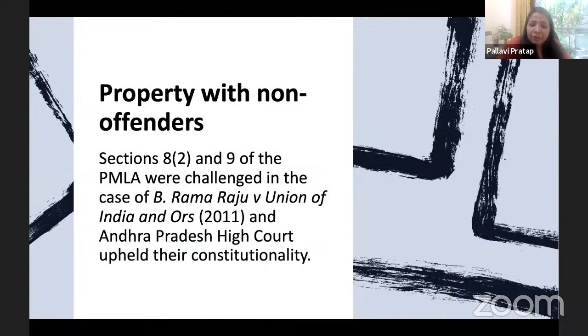Moving on, property with non-offenders. If, for instance, I am an offender as far as PMLA is concerned, and I have a specific property which is with, let's say, my sister who's not an offender, then what are the rights which percolate out of it? Property with non-offenders: it's very clear that Sections 8(2) and 9 of the PMLA were challenged in the case of B. Rama Raju, and the Andhra Pradesh High Court upheld their constitutionality.